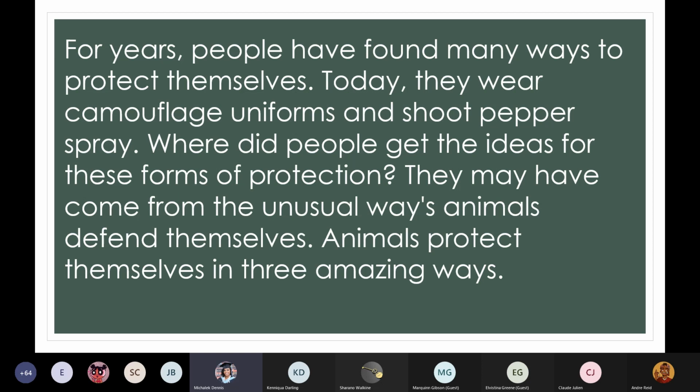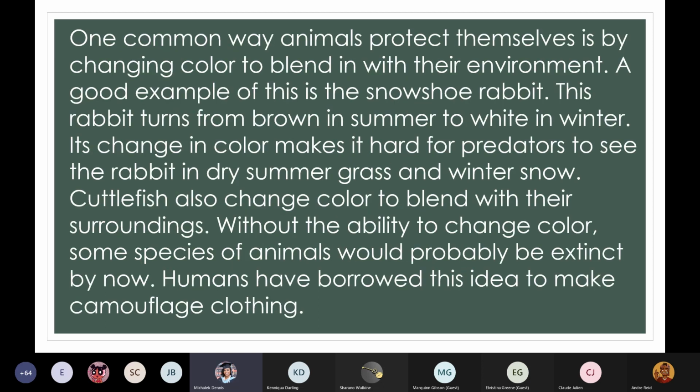Okay, so let's move forward. Yes, right. I think that's Alvestina. All right, so I need you guys to read along with me. One common way animals protect themselves is by changing color to blend in with their environment. A good example of this is the snowshoe rabbit. This rabbit turns from brown in summer to white in winter. Its change in color makes it hard for predators to see the rabbit in dry summer grass and winter snow.